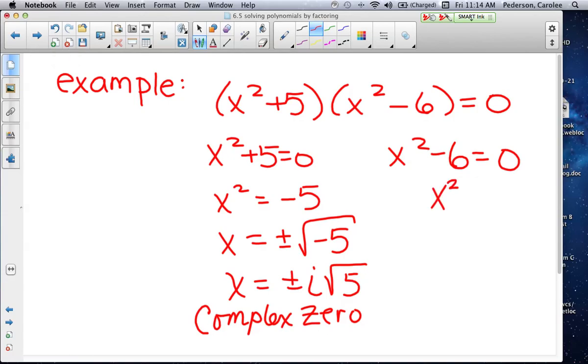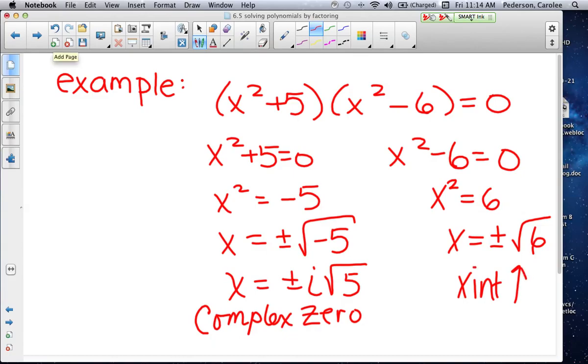Finish off this equation, add 6, square root it. And that one is okay. So we actually only have x-intercepts at plus or minus the square root of 6. This one over here does not give us x-intercepts. So even though we have a quartic equation, which is a degree of 4, we only have 2 x-intercepts. We still have 4 zeros, or roots. 2 of them are real, and 2 are imaginary or complex.